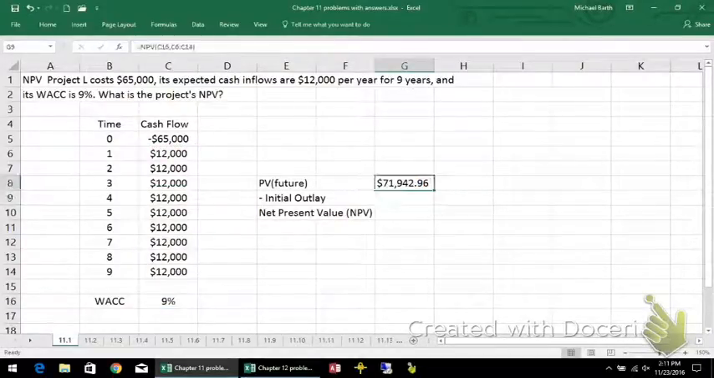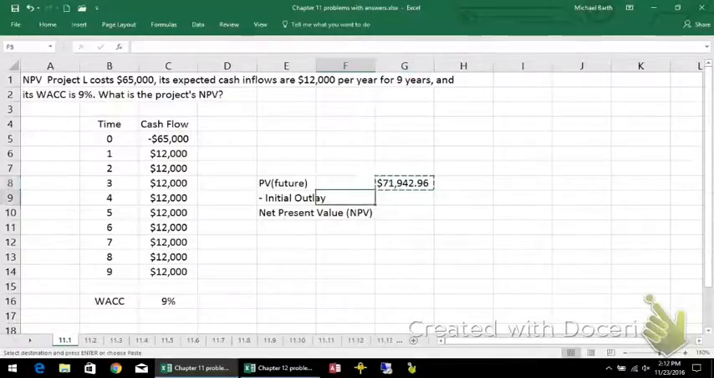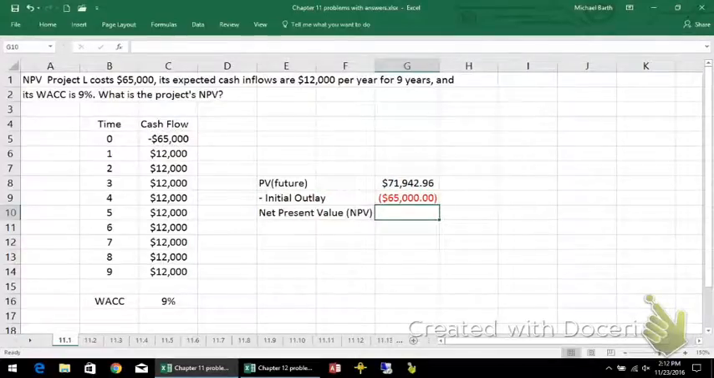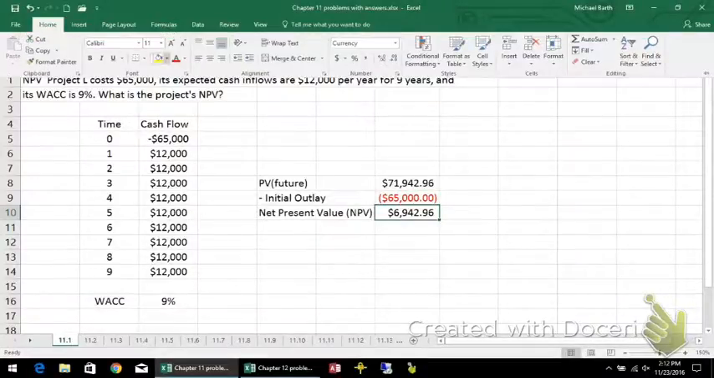So the $12,000 a year for 9 years has a present value of $71,942. You got to spend $65,000 today to get that. So the net present value would be the $71,000 coming in minus the $65,000 going out. And there's your answer. That's the net present value, or NPV.